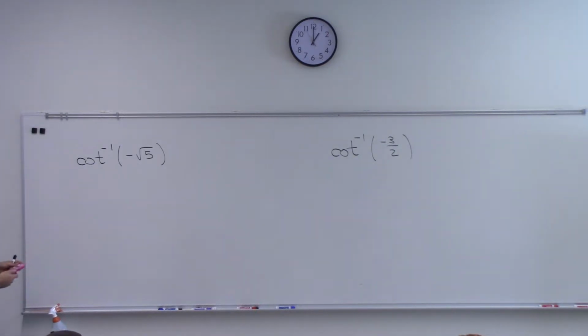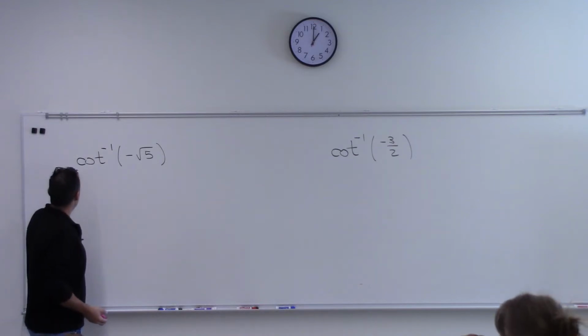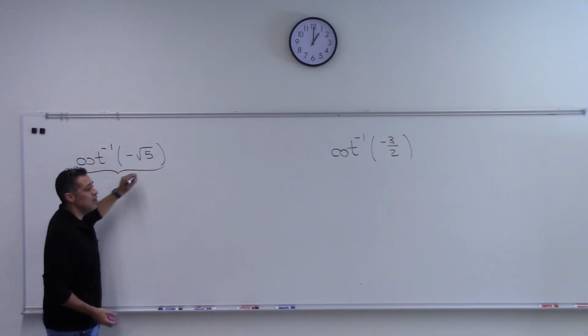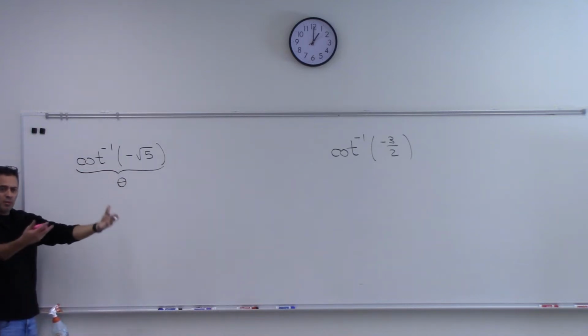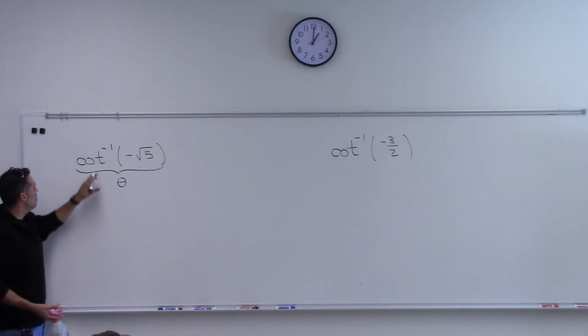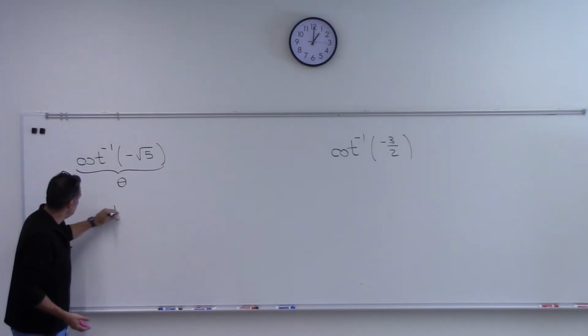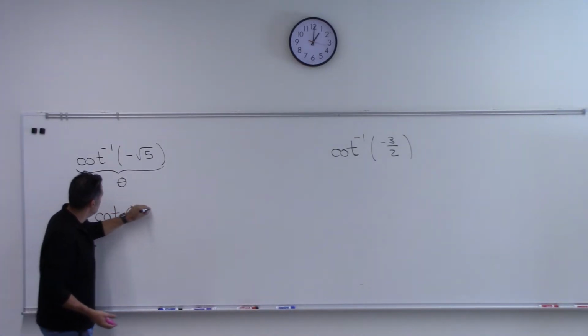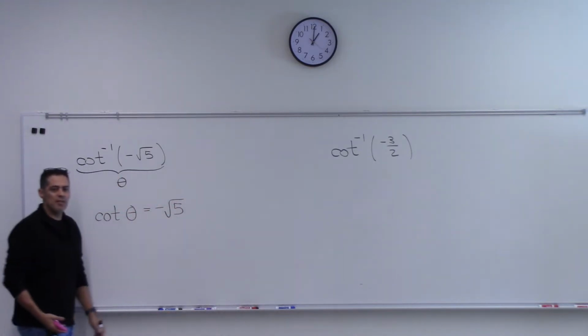All right, so let's first interpret what this is saying. This right here is really saying to us to find some angle. This is an angle, because an inverse function always returns to us an angle. So what angle, when we take cotangent of it, do we get negative root 5? That's really what that's saying to us.